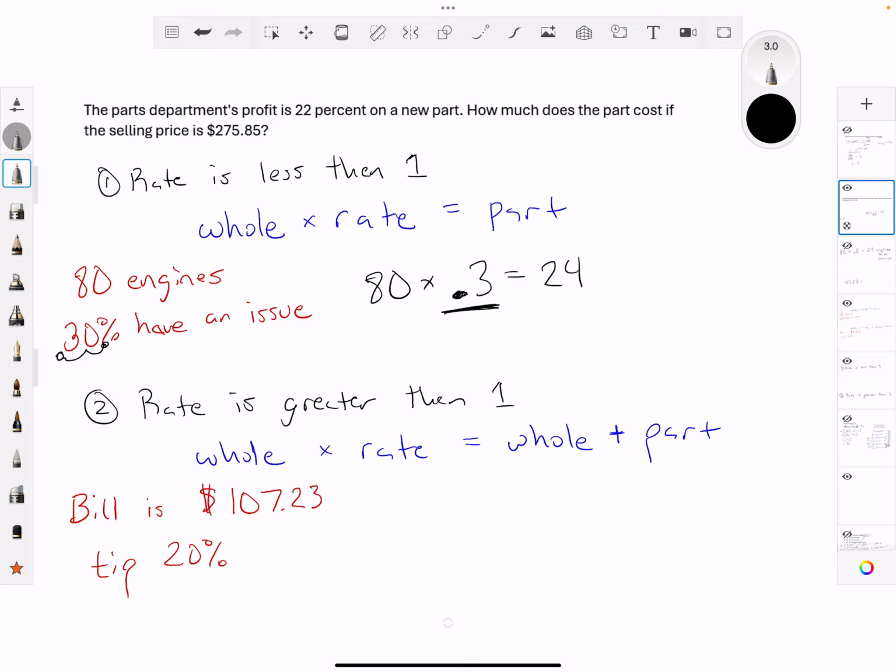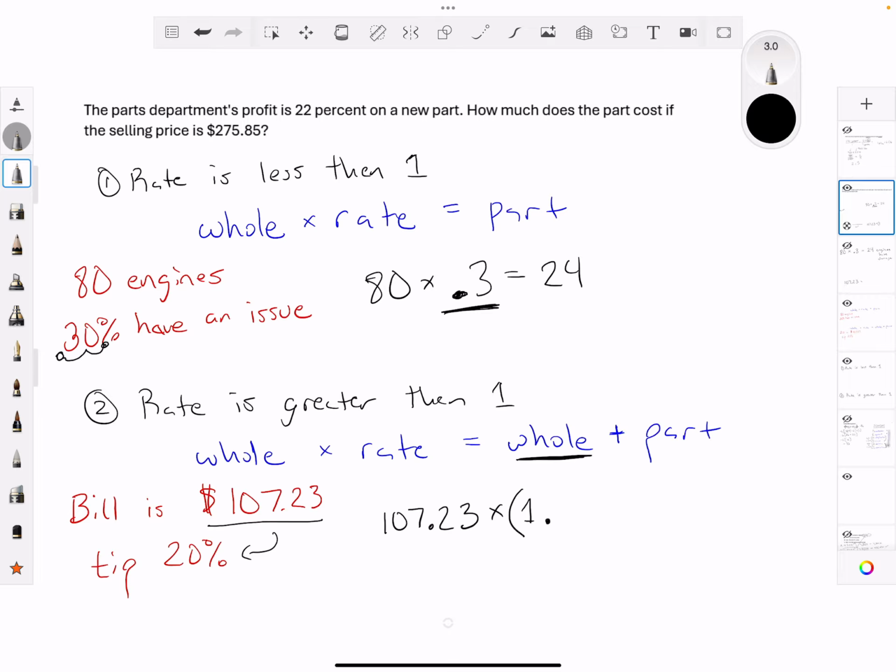Another example would be the rate is greater than 1. Here's one. I go to a restaurant, and I get a bill, and my bill is $107.23, but I also have to tip on top of that, and I'm going to be generous and tip 20%. So what's my whole bill? My whole bill is $107.23. I'm going to multiply it by a rate that's greater than 1. So when I multiply 1 times $107.23, I get the whole back.